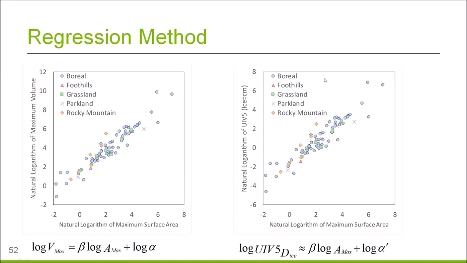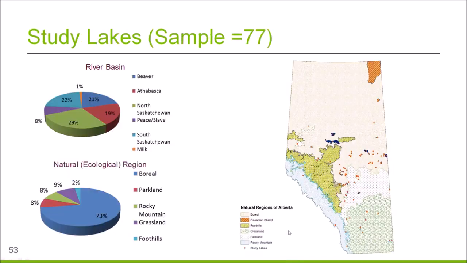We have similar trends, or a similar sort of relationship, between the 5% under ice volume and also the maximum surface area. And then again, we try to apply this whole thing for our study lakes, which is 77, and this map is just showing you where all those lakes are located. And you can see that we try to take samples from all the river basins and also all the natural regions here.